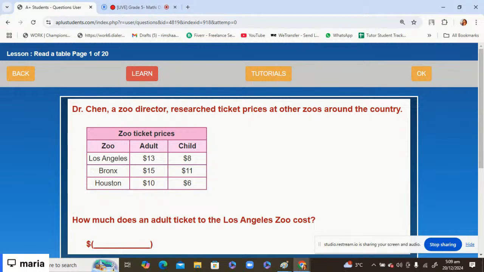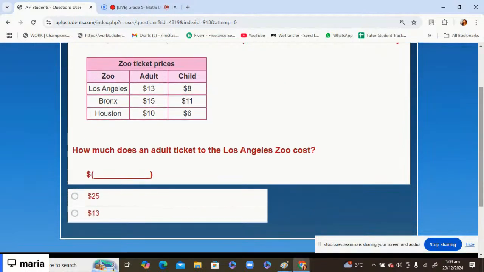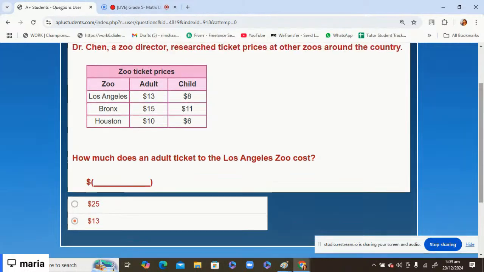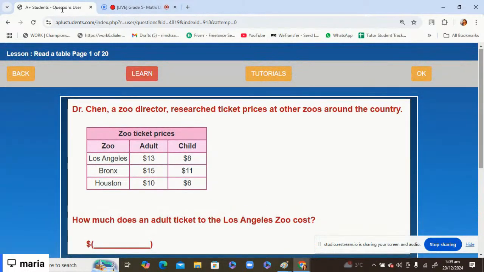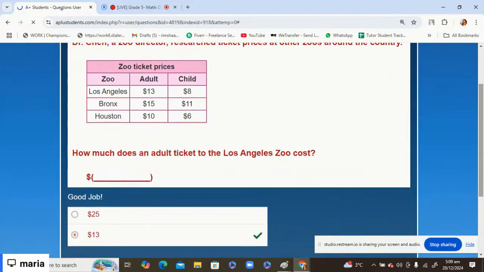Everyone tell me in the chat. Los Angeles, how much is the adult ticket? Okay, that is $13. So let's go with $13, because Los Angeles is the first one and adult is the first one, that is 13. It's the right answer.